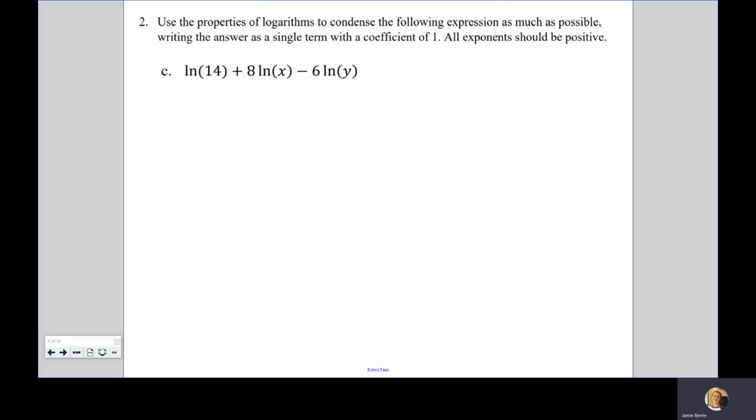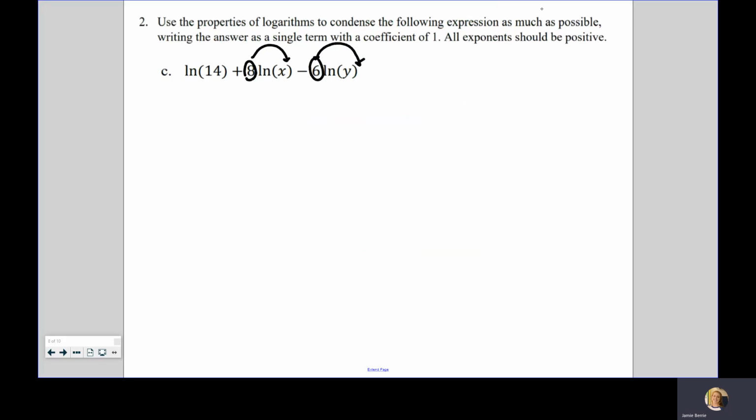Right, part C, we've got some natural logs on this one. The directions tell us again to use the properties of logarithms to condense the expression as much as possible. You should write your answer as a single term with a coefficient of 1, and all exponents should be positive. All right, so go ahead. First thing you're going to do is use your power rule to bring those coefficients inside the argument.